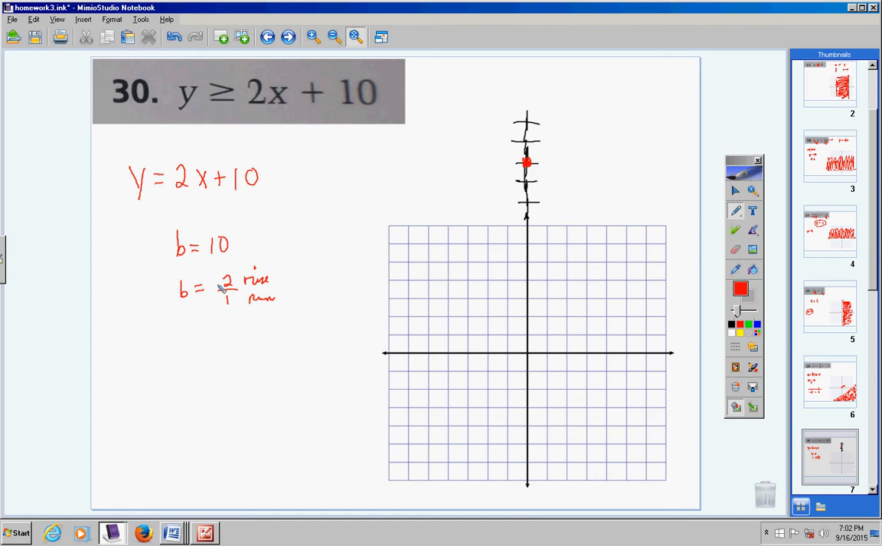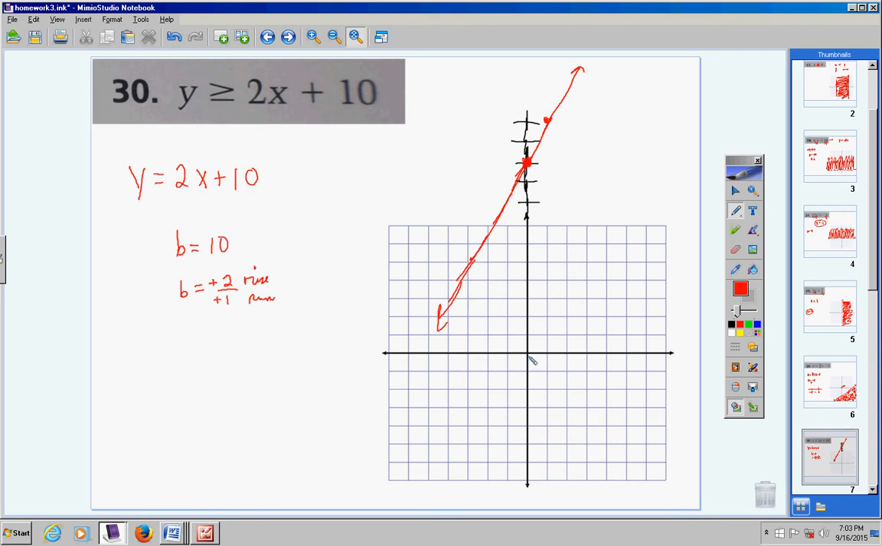And then from there I have a positive 2 and a positive 1. So I'm going to rise 2, 1, 2, and run 1. And there we go, students. Just like that, I can draw my line. Now, before I drew it, I glanced over and noticed I have an equal sign here, okay? So that means I'm going to have a solid line, not a dotted line.